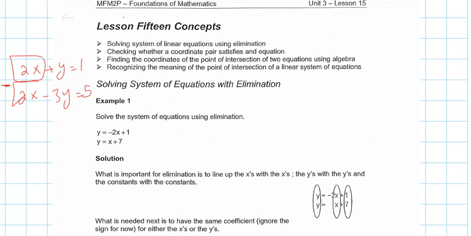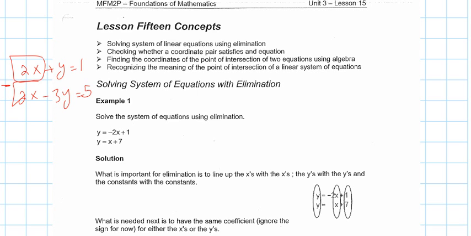The important thing to do when it comes to elimination is you want everything to line up. Okay? So you want to put the x's under the x's, the y's under the y's, the equal sign under the equal sign, the number under the number. They have to line up so you can subtract or add. Okay? So let's look at an example.